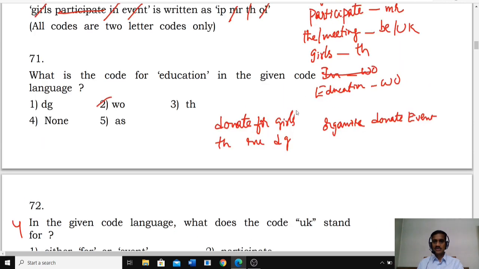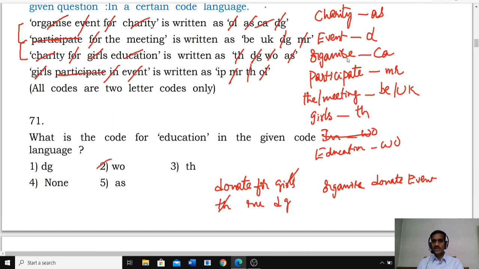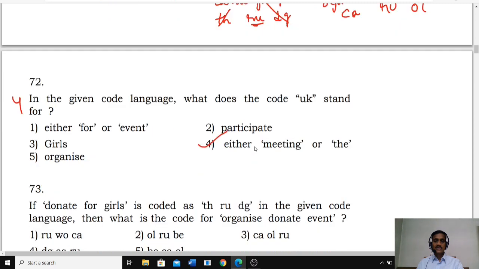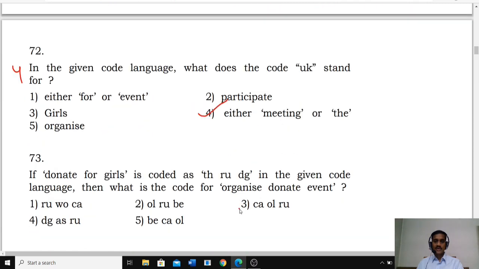Girls is TH. Next one, donate and for. For is DG. DG is done, so for donate what is the code? RU is the code. Organize and event: organize is CA, event is OL. And so CARUOL, so choice 3 is the answer, 73.